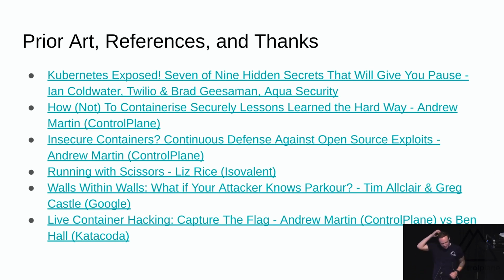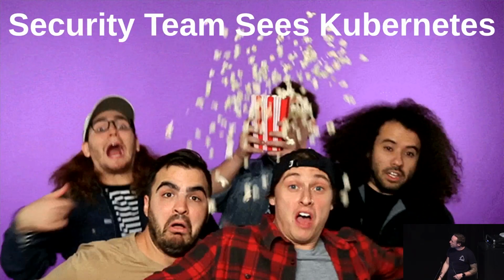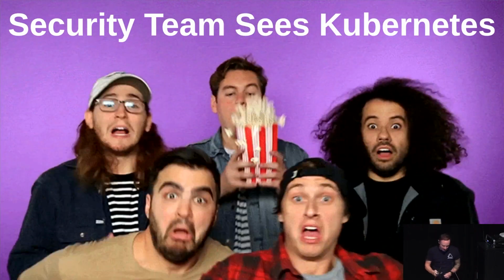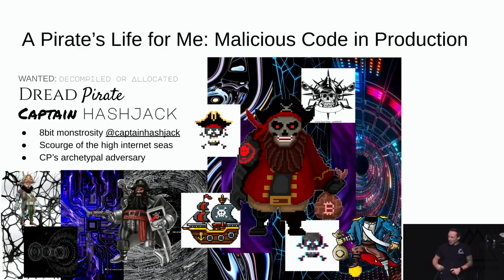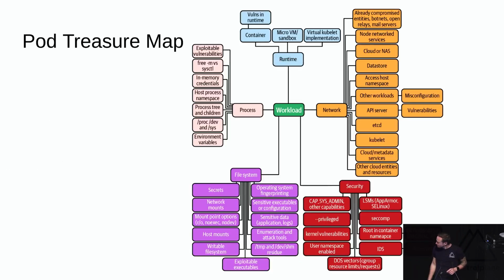Onwards, there are many people that I have to thank for standing on the shoulders of. Some of these are other demos that I've done. This is what happens when Kubernetes lands in an organization. We have an archetypal adversary, the dread pirate Captain Hashjack. He wants to get all up in your clusters and crypto lock things or run his own workloads. We will model our defenses against him as an attacker.